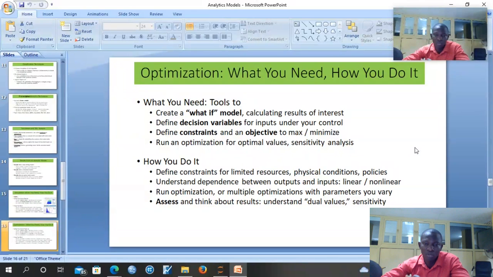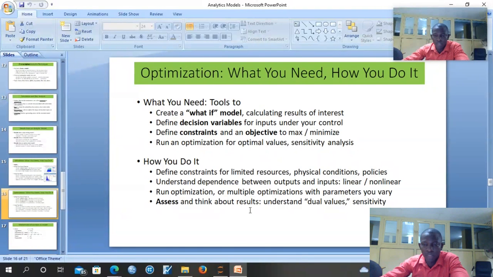To do this, we define constraints for limited resources, for physical conditions, for policy variables. We need to understand the dependence between output and input, which may be linear or non-linear. They will then run the optimization, or multiple optimizations, with parameters that will vary. We assess and think about the results to understand different aspects of the result. There will be dual values, there will be sensitivity analysis.